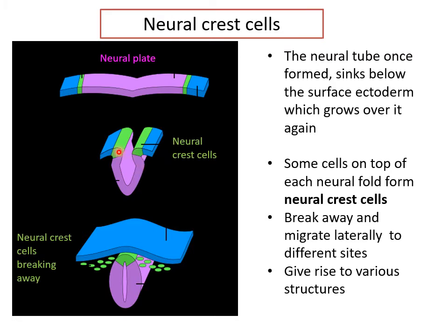Before the folds fuse, the neural crest cells break off. They start breaking off from that neural tube and they start migrating. They're breaking away and they migrate to different areas of the embryo. They will give rise to varied structures in the body. Okay. They migrate laterally and go to different sites in the embryonic disc. So this is the way the neural crest cells break off and neural tube forms. Okay.